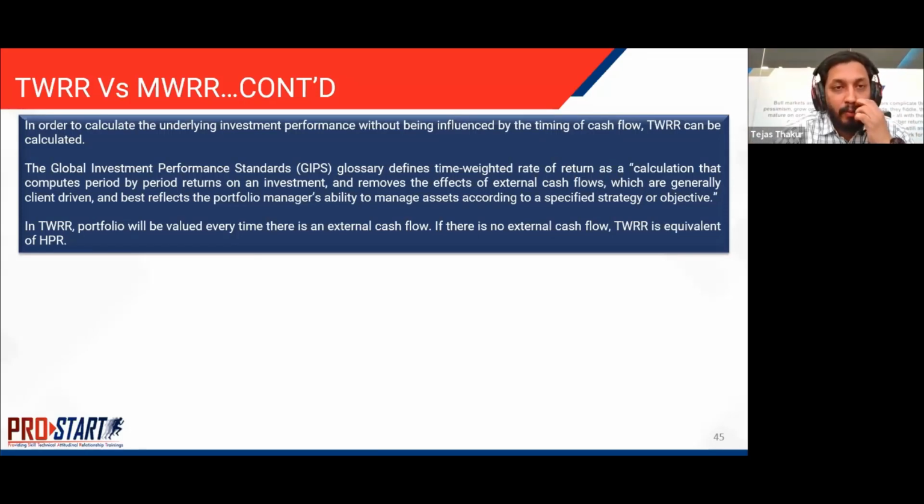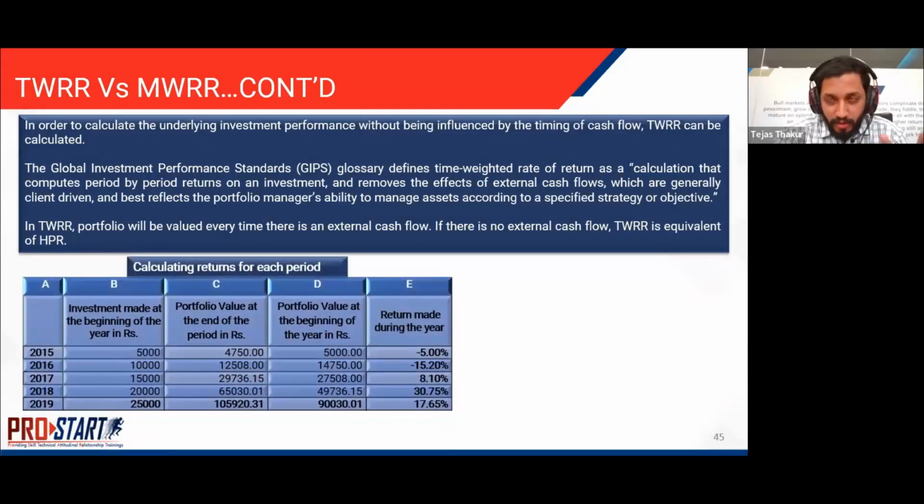In TWRR, the portfolio will be valued every time there is an external cash flow. If there is no external cash flow, TWRR is equivalent to the holding period return. As I said, 10 becomes 7.5, so it's a 25% loss, which is similar to what we did in HPR. You annualize it and it becomes similar to the arithmetic mean. So that is a detailed example per se from a TWRR perspective.